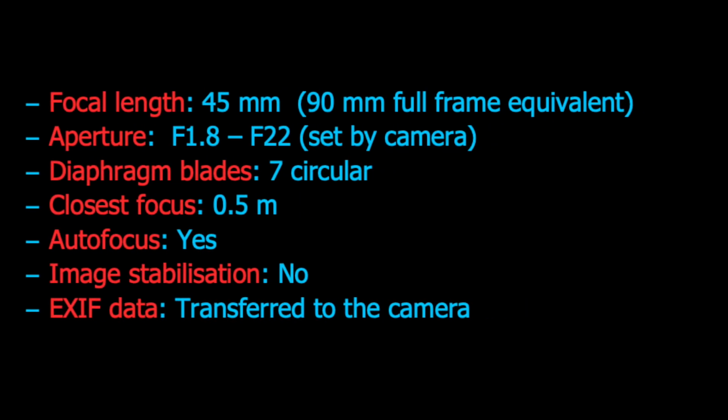The focal length is 45mm. As previously mentioned, that corresponds to a 90mm lens for a full-frame camera. It has aperture settings between f1.8 and f22. The aperture has 7 circular diaphragm blades. The autofocus lights and highlights appear as nice circles.